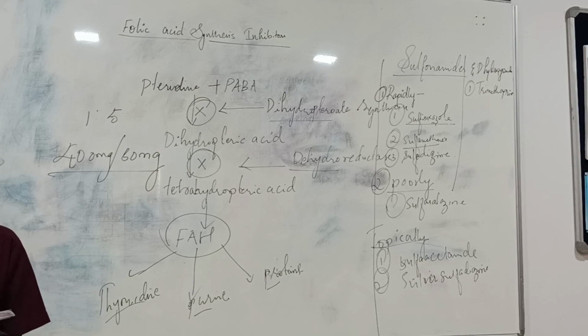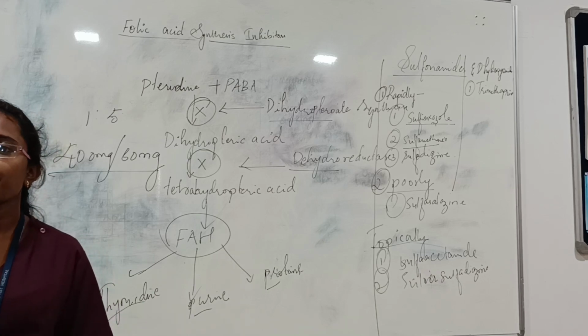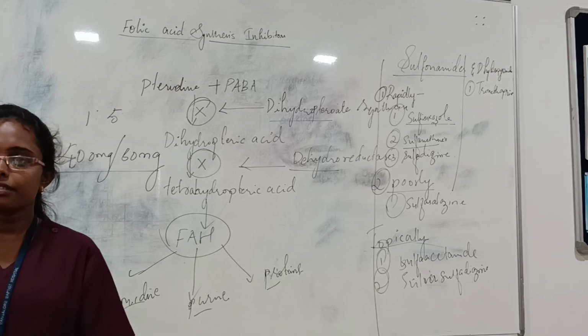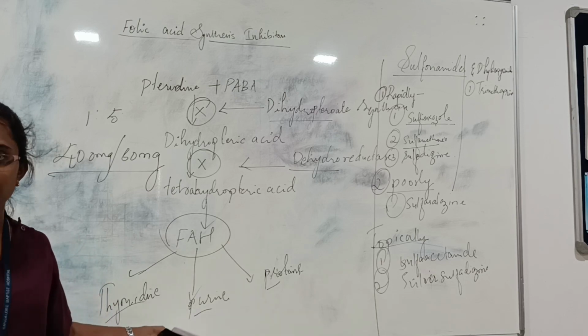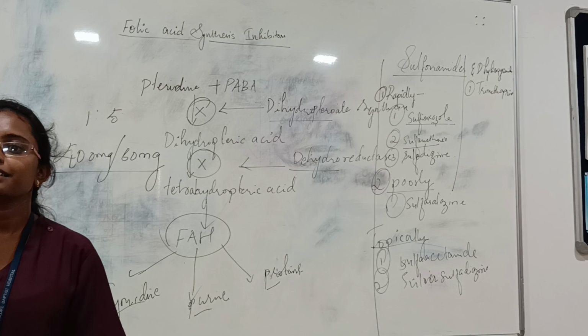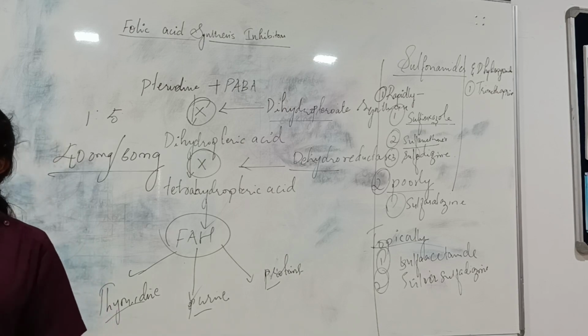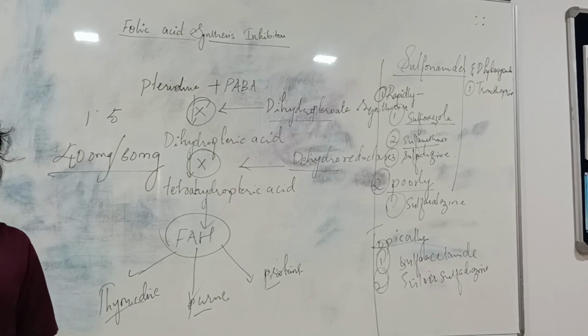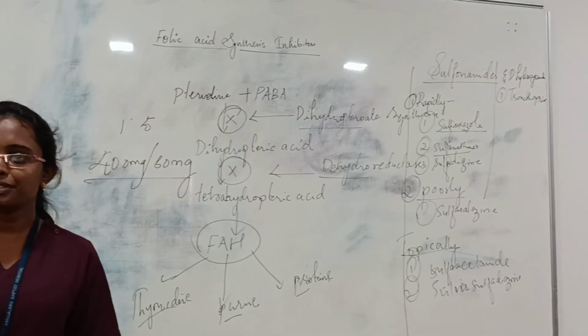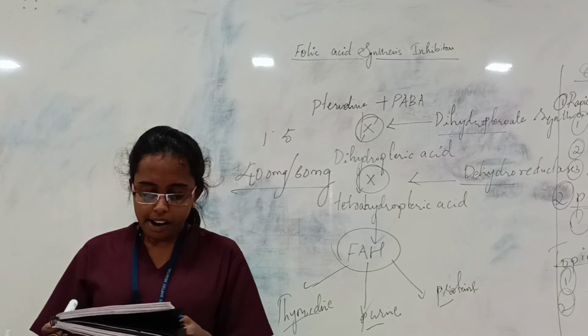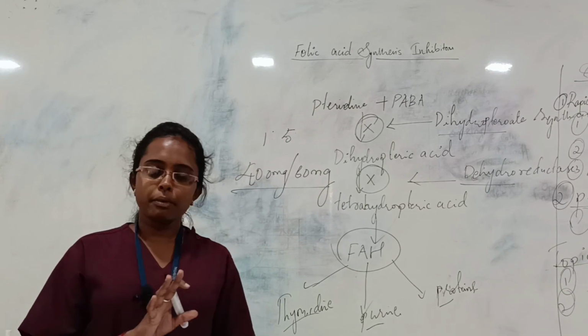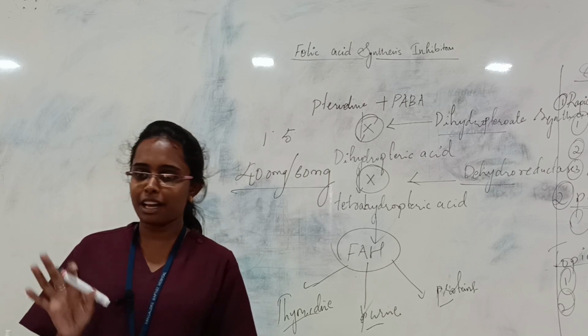Even mammalian cells or human beings need folic acid, but these inhibitors will not act on it, because the enzymes are different. Human beings do not synthesize folic acid; we take it from outside sources. Cotrimoxazole's spectrum of action covers both gram positive and gram negative bacteria.